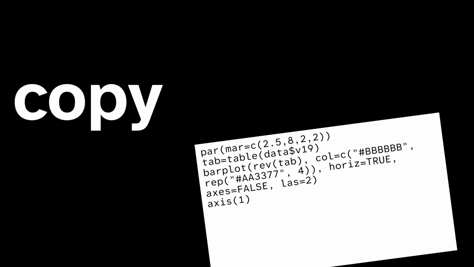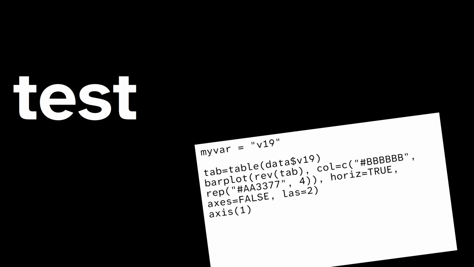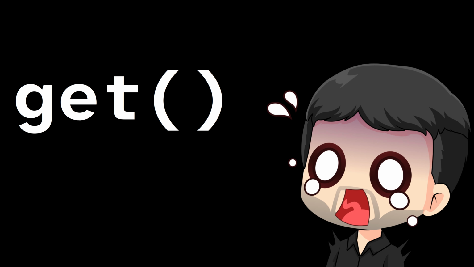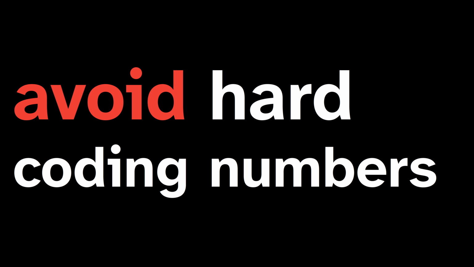The way I do this is that I create a copy of the code that works, just in case. Then I create a temporary variable with a variable name, thus to test my code as I modify it. Then I modify the code so that it works with a temporary variable. Useful is the get command, which identifies a variable in a dataset. Unless I'm absolutely sure that these are constants across all possible plots, I avoid hard-coding numbers. I'm better off with min and max, for example.